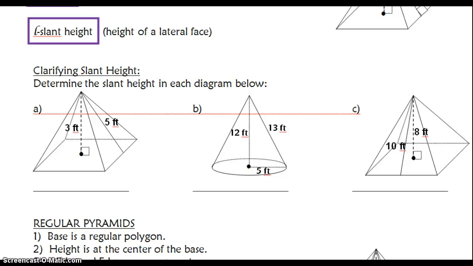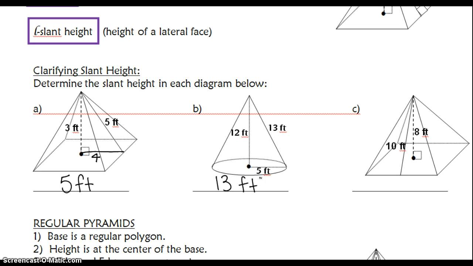Now, in A, I see 3, I see 5. We could find this bottom part by doing the Pythagorean theorem, or maybe you see it's a triple, but we don't even need that. I need to know which one's the slant height. If you said it's 5 feet, you're absolutely right. That's the height of the face, and that face is a triangle. In B, the slant height should be 13 feet. Again, that's on the slanted part.